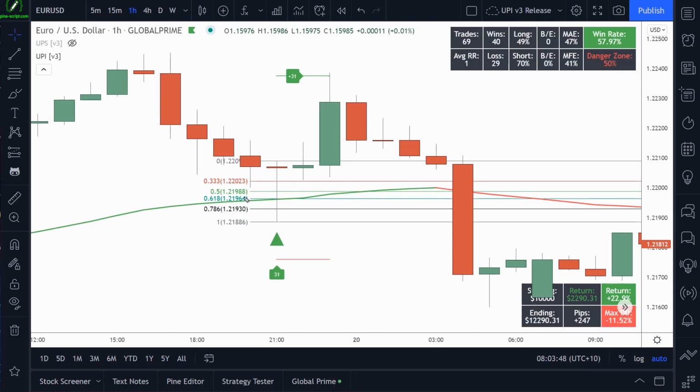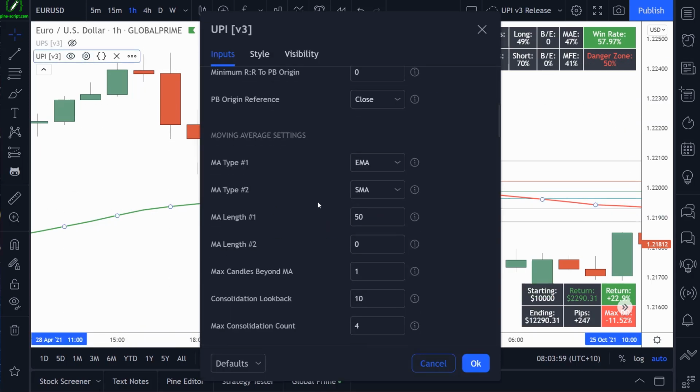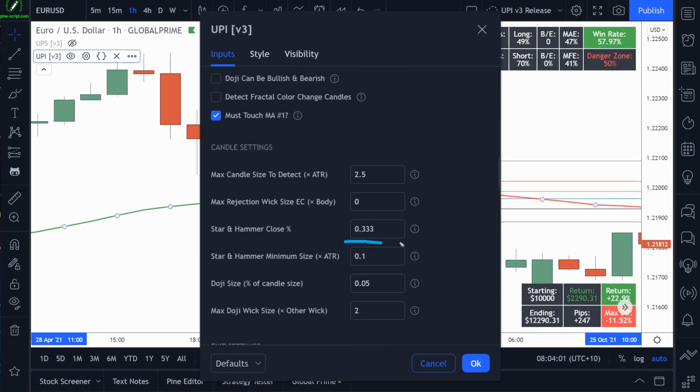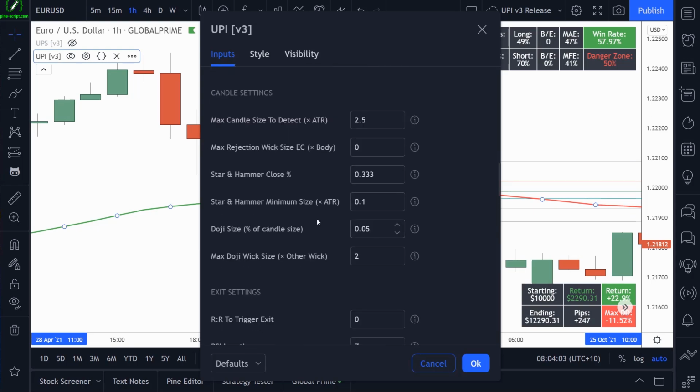So for example, if you set this to 618, then the hammer candle could look something like this with a small wick on the bottom. So tweaking that number will change how the script detects hammers and stars. We also have the hammer and star minimum size as a multiplier of the ATR.